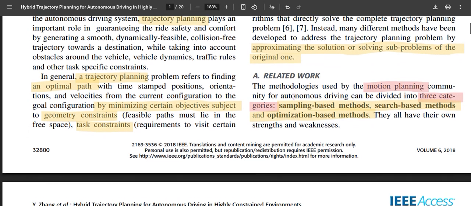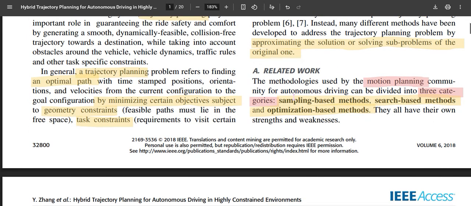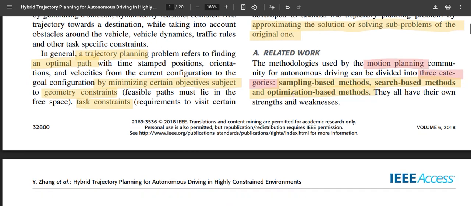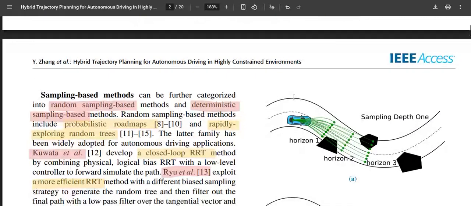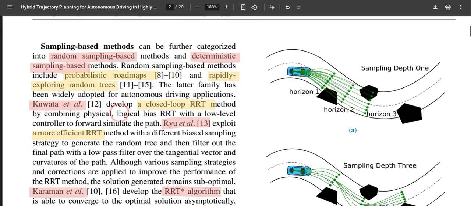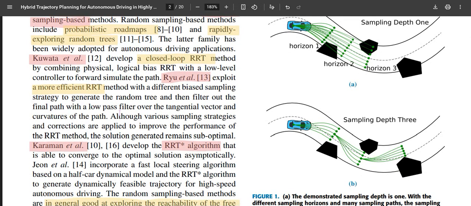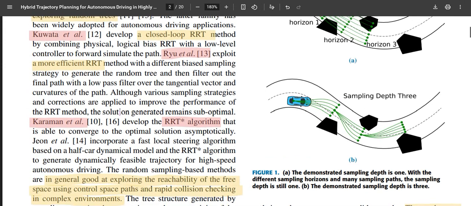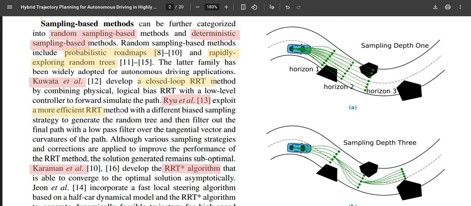There are basically three methods to compute the trajectories. One is sampling based methods, the second is search based methods, and the third is optimization methods. Sampling based methods can again be distinguished into two types: random sampling methods and deterministic sampling methods. An example of a random sampling method is RRT, and the reference paper is from MIT. A further development of RRT is RRT star. Another random sampling method is probabilistic roadmaps.